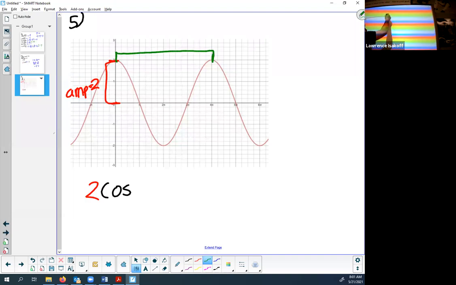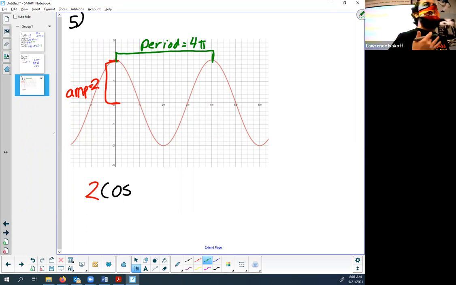This goes from here to here. So that tells me that's one full period when I went from one peak to the other. That went from 0 to 4 pi, so my period equals 4 pi. I'm going to go through the math of solving for B just to reiterate that. It's basically going to be 2 pi over 4 pi is my B value, which reduces to 1/2.